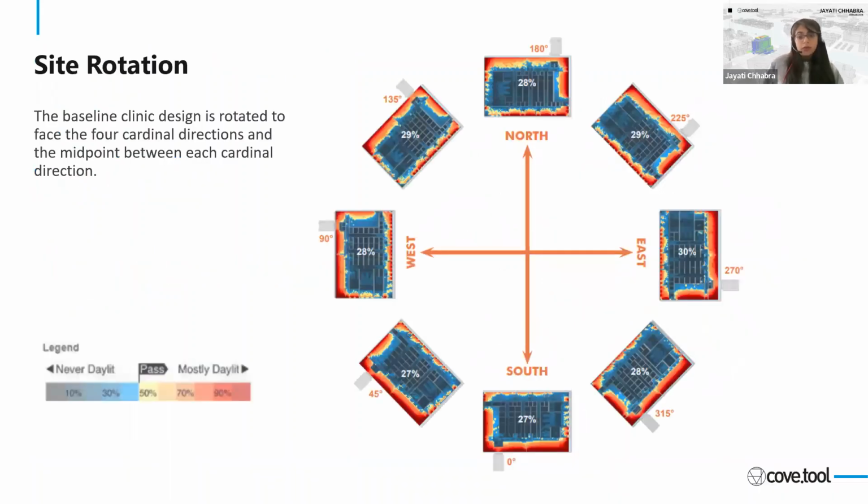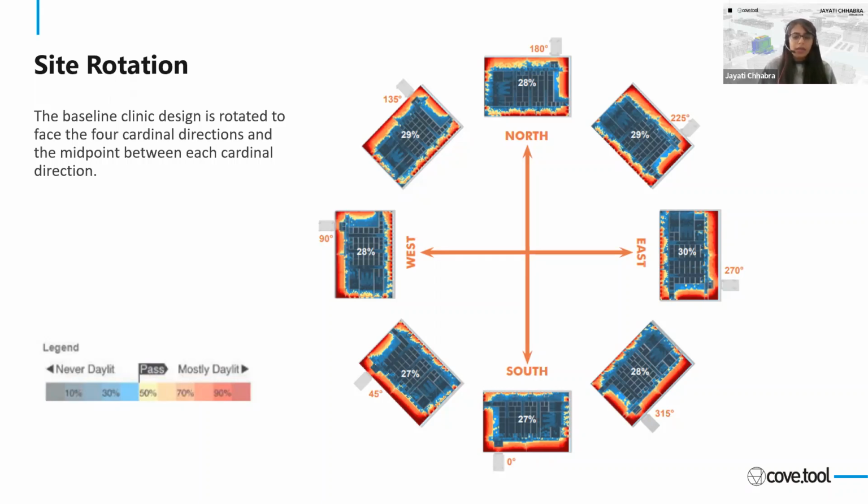So moving forward, the baseline clinic design was rotated to face the 4 cardinal directions and the midpoint between each cardinal direction here. The smaller increments are not necessary, as cove.tool uses an average of each north, south, east, west orientation to calculate the variance from true north. And then a mirror image of the plan was also tested to understand the difference in the results.